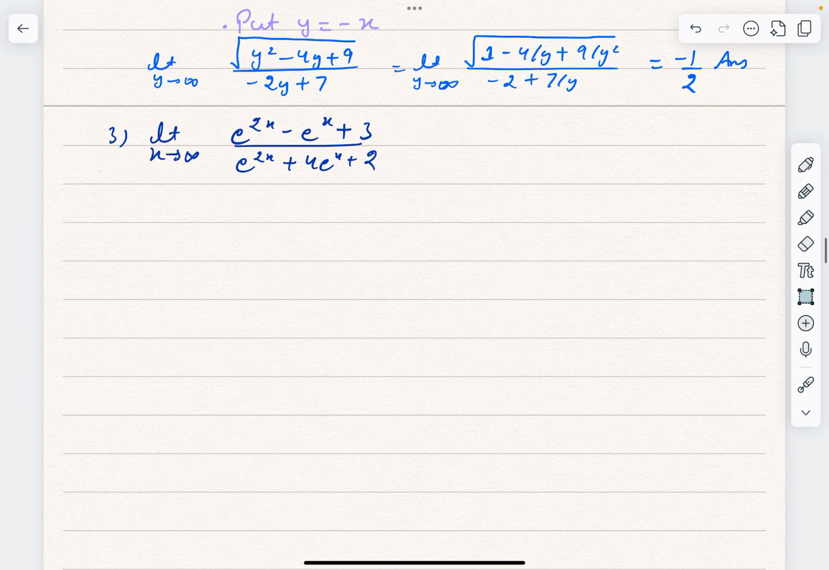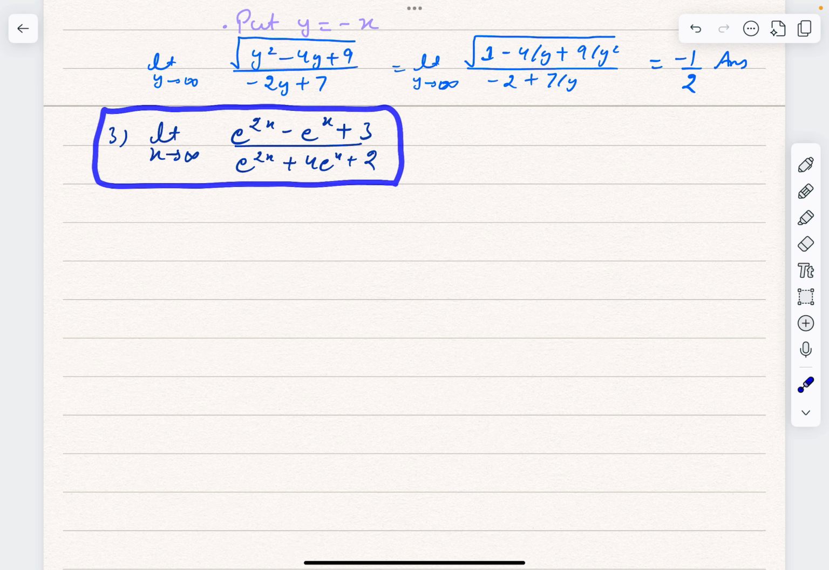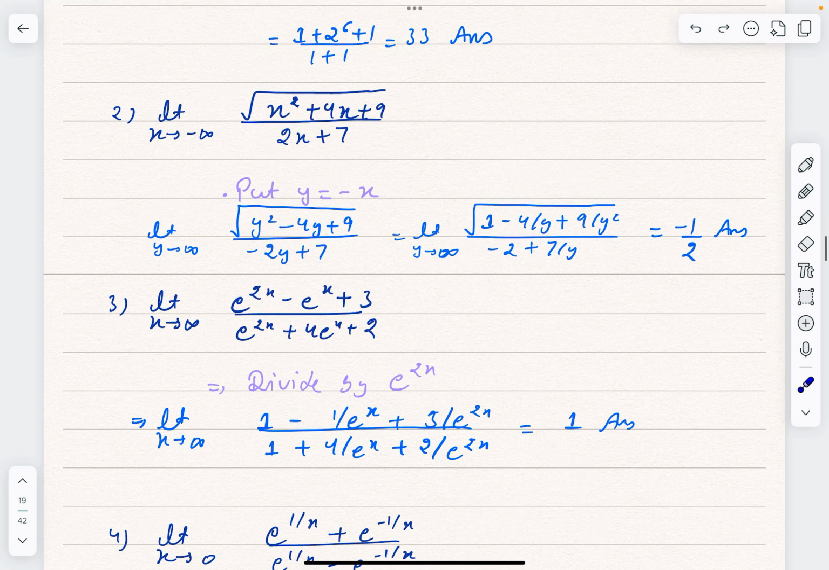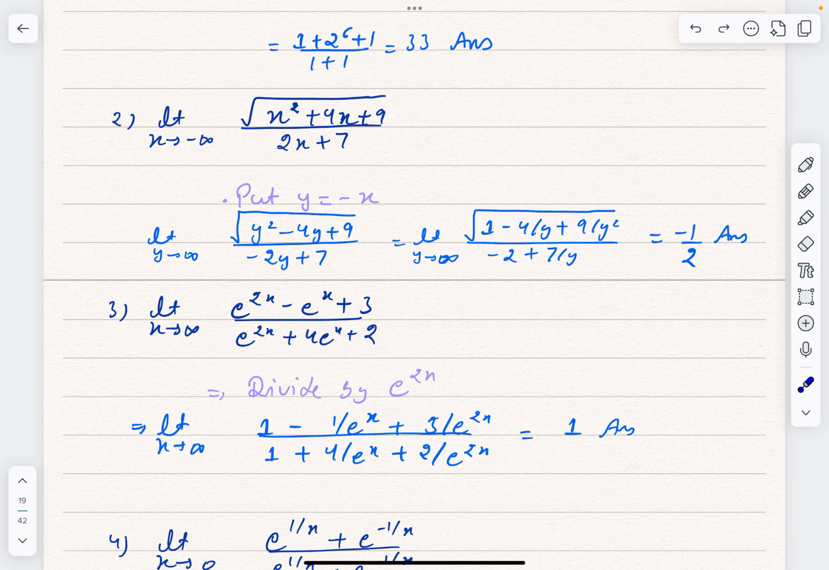Next problem we have limit x tends to infinity of e power 2x minus e power x plus 3 by e power 2x plus 4 e power x plus 2. Okay, take a pause, give it a try. Let's start discussion now. So the answer for this problem is just 1.